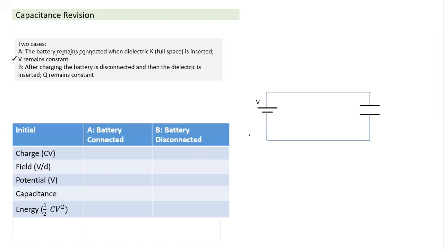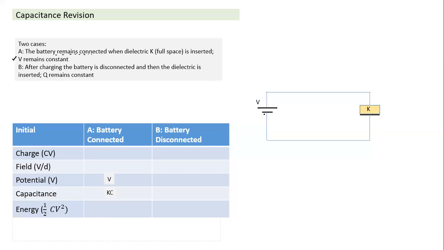First case, let's do when the battery is connected. So this is battery connected, and now we inserted a dielectric K. What are the parameters which are important here? These are the five parameters, and let's fill them one by one. Which are the easiest to substitute here? The moment we insert a dielectric, it doesn't matter connected or not connected, capacitance becomes K times. So I can easily fill it up. Capacitance becomes KC.